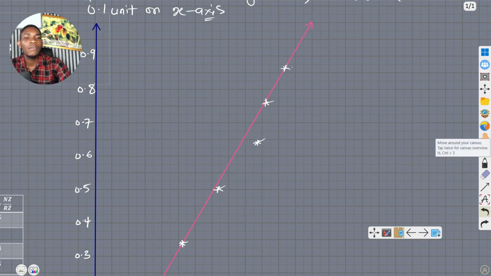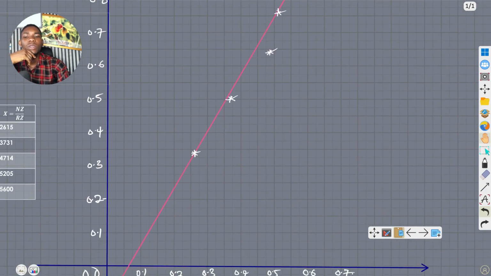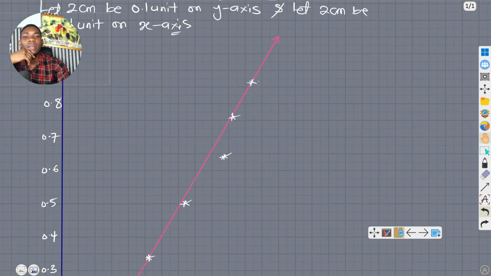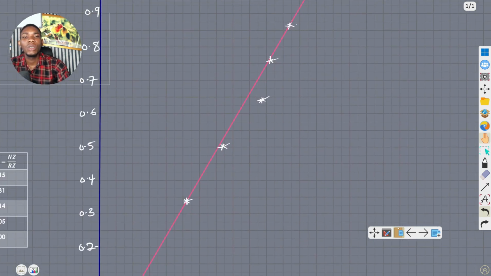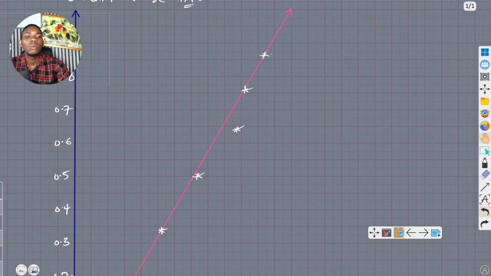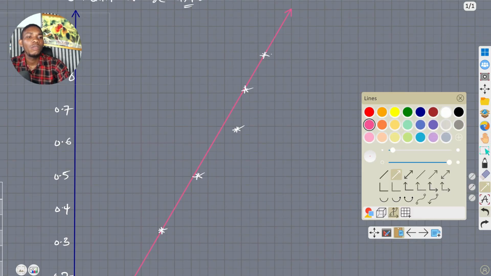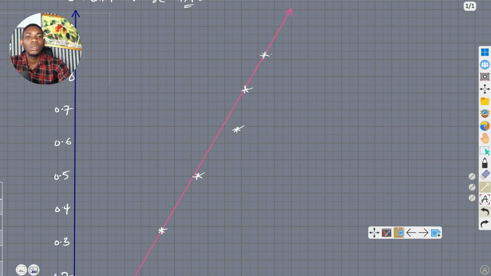Now the graph cannot be in just one sheet. I'm trying to zoom it. It's impossible for us to see the graph in one sheet, but you can see how it is. All right, so this is our graph, this is our title, and at this point we can now take our slope, because what we are interested in is the slope. When you are drawing your slope, I believe you've been told that you should draw a very big slope. Don't go and draw a small slope.